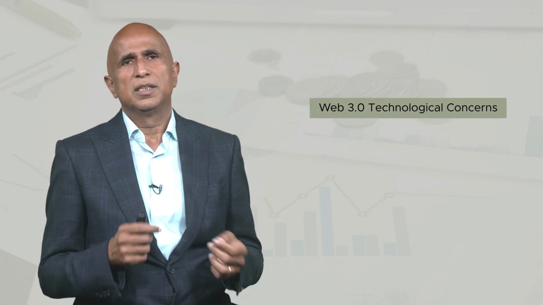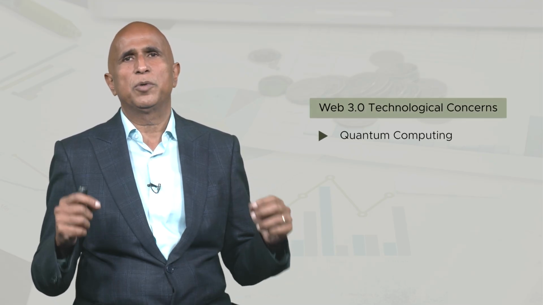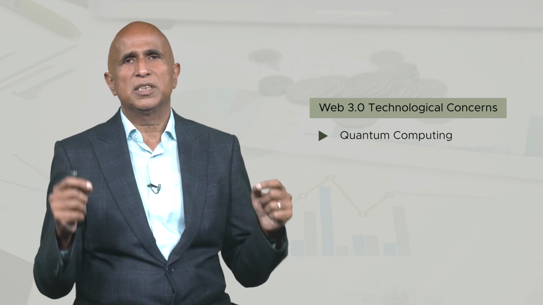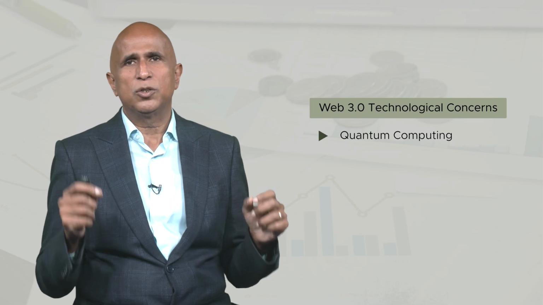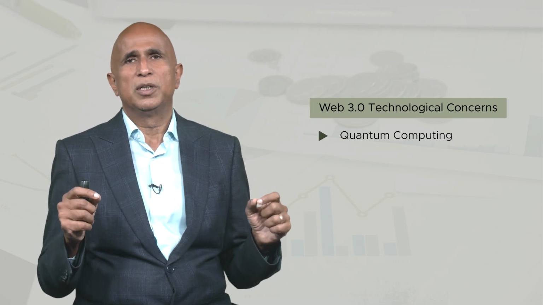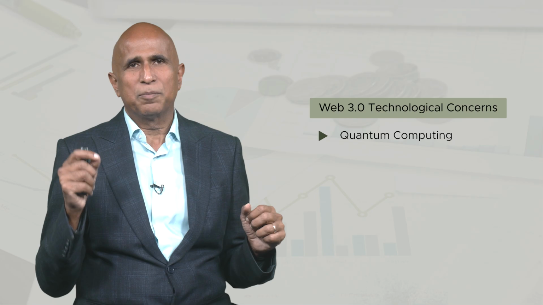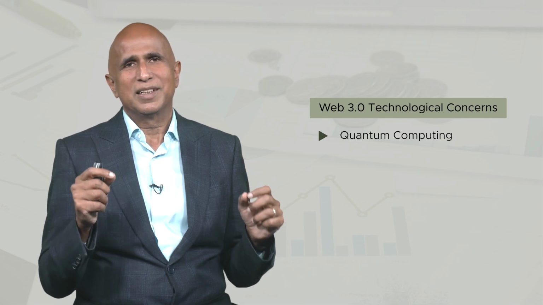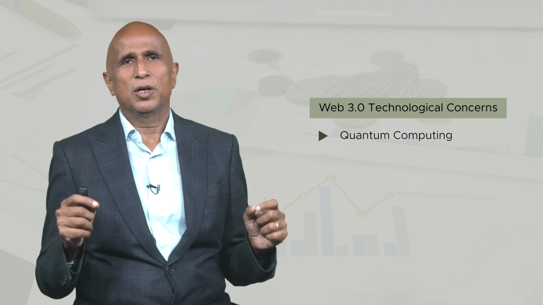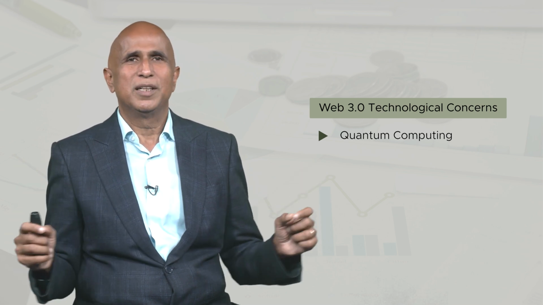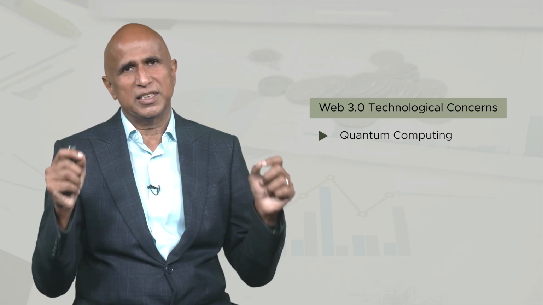But there are also technological concerns, several of them, for Web 3.0. One is quantum computing. As quantum computing advances, it poses threats to the cryptographic security measures foundational to many of the Web 3.0, especially blockchain. The cryptographic security can get overridden or can be compromised because people can use quantum computing to break the security features. So, that is a genuine concern.